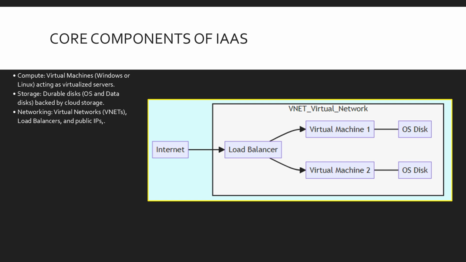Here we see a standard IaaS deployment. The Internet traffic hits a load balancer, which distributes the work to two virtual machines inside a virtual network, VNet. Each VM is connected to its own persistent OS disk. This illustrates how the compute, storage, and networking components work together to form a functional infrastructure.